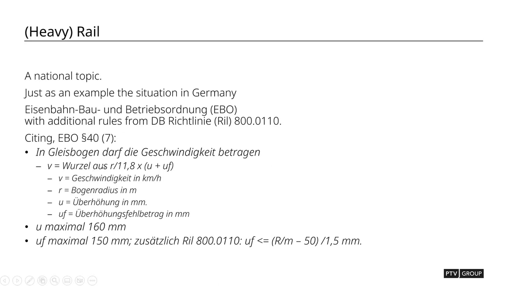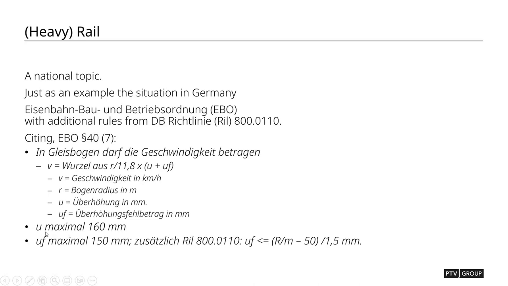And I mean, there is a function: square root of radius divided by some value. And then we have the super elevation plus the super elevation missing factor, which is so the gross lateral acceleration which the passengers feel is translated into an additional super elevation, which is missing, which would be required such that the passengers would not feel any lateral acceleration. That's what the formula here says.